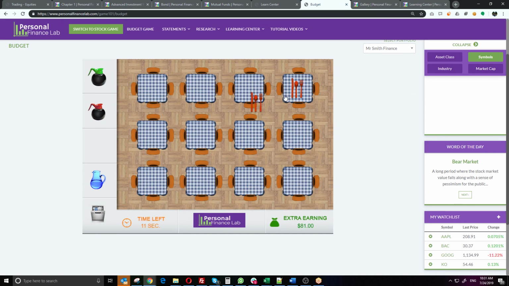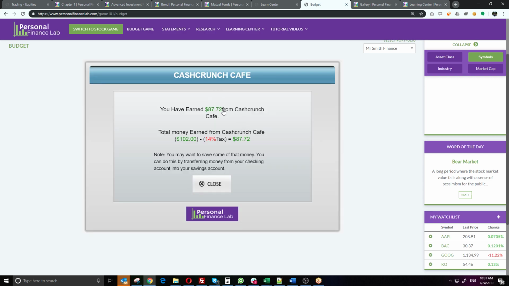So the time counter goes down. I don't remember the most I've ever gotten it, but I'm certain not getting it this time. So here we go. I earned $87.72 because I had $122 that I earned plus my 14% tax rate to show me how much I actually took home.